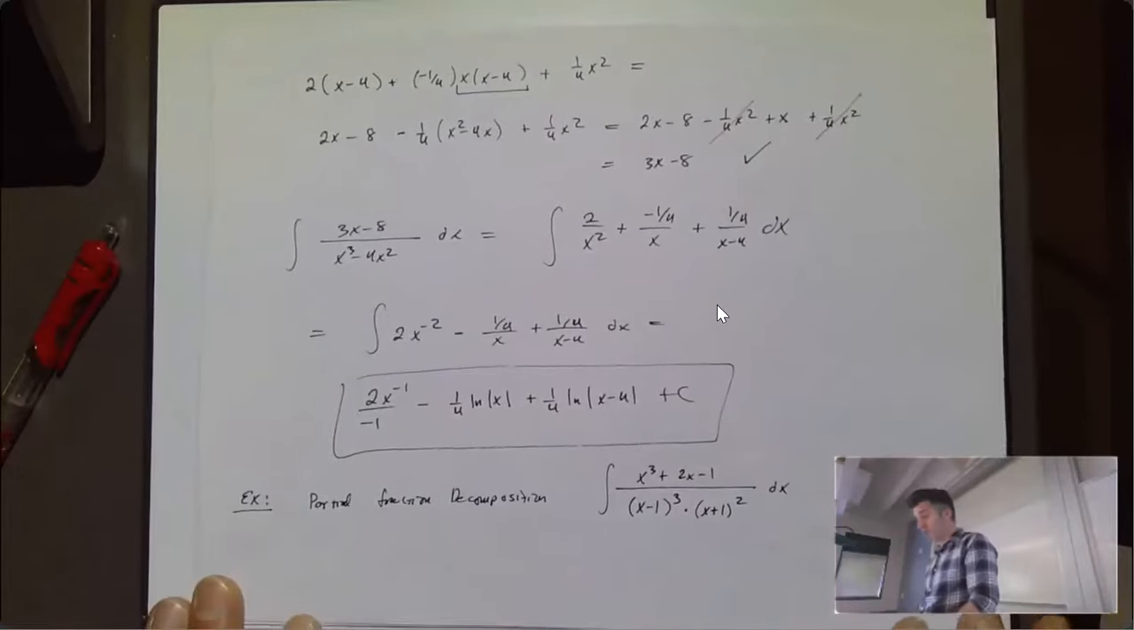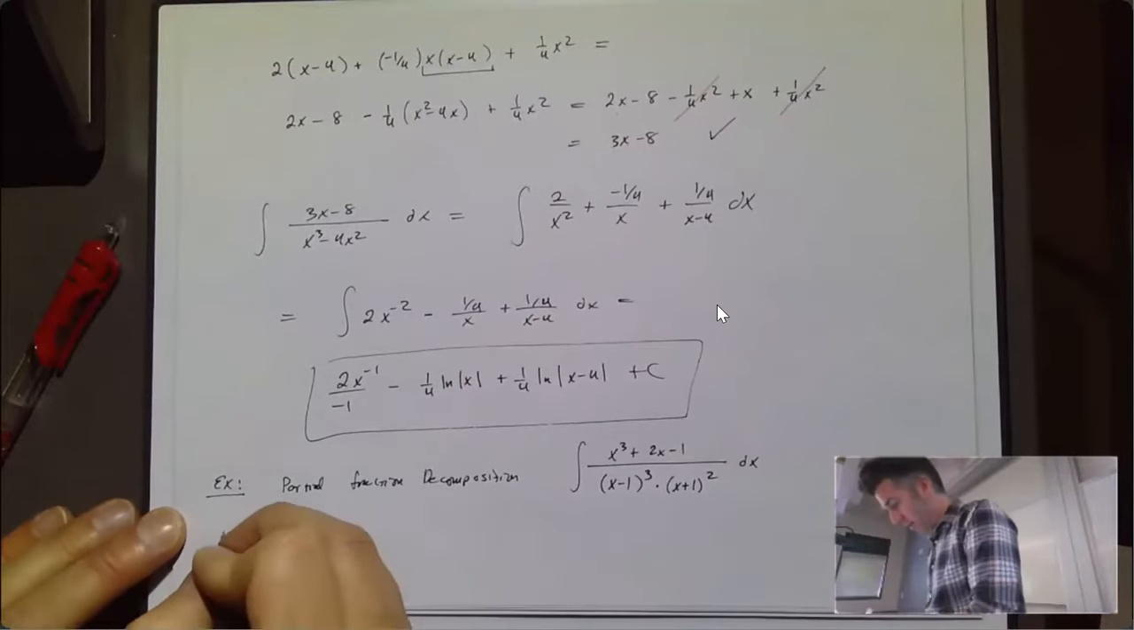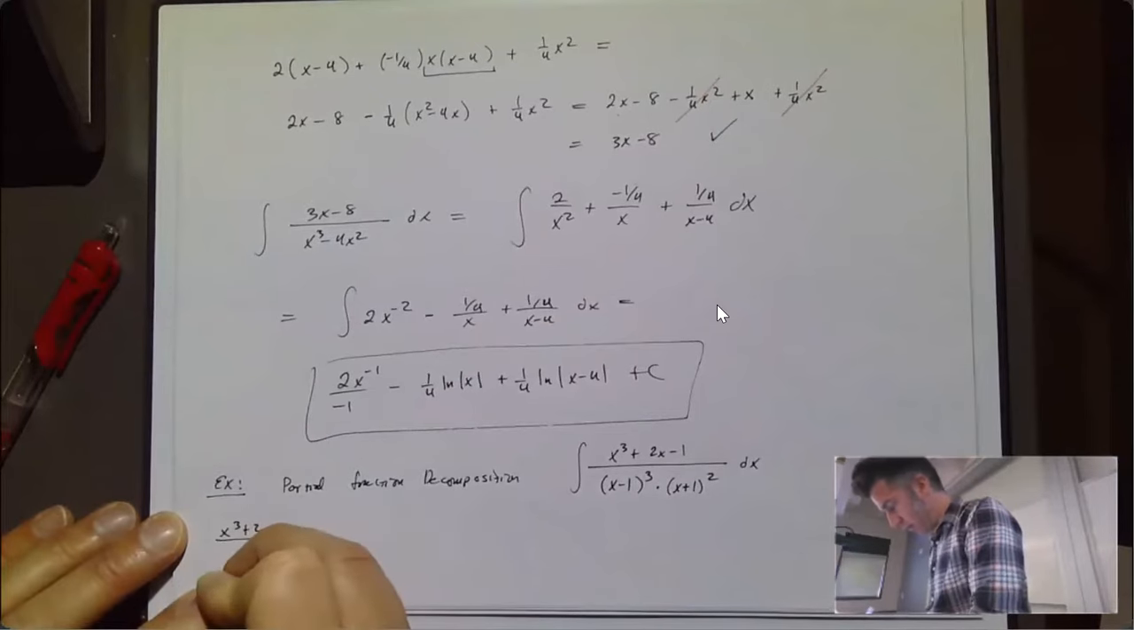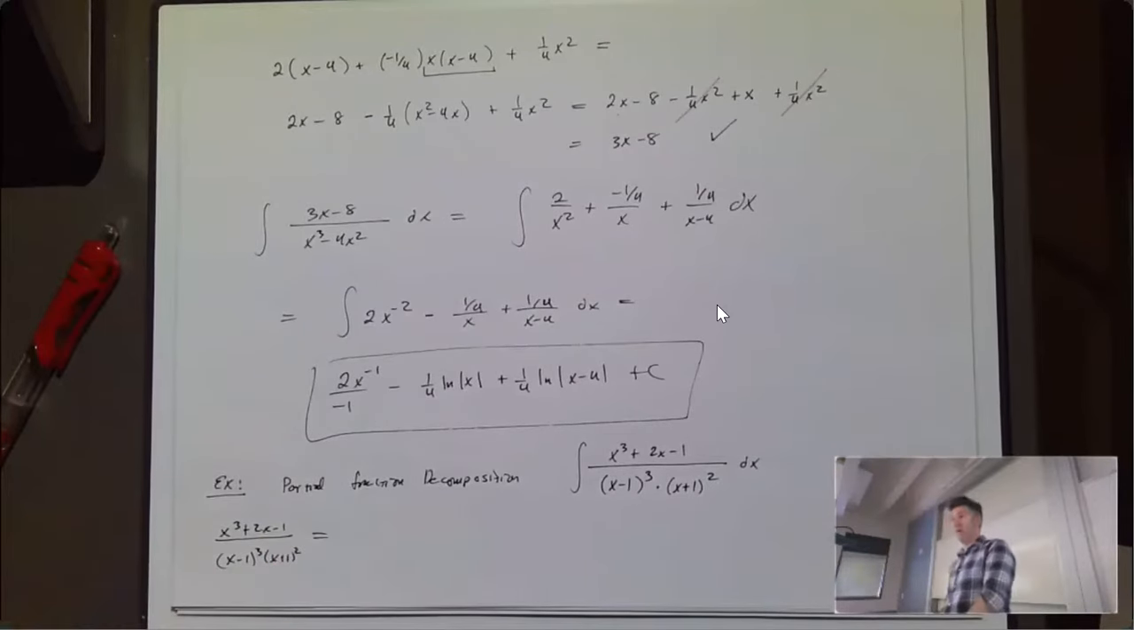So if I was going to do this problem, which I definitely would not because it's terrible, I would start with this. I'd have x cubed plus 2x minus 1 over x minus 1 cubed times x plus 1 squared. And my partial fraction decomposition is going to have how many pieces?